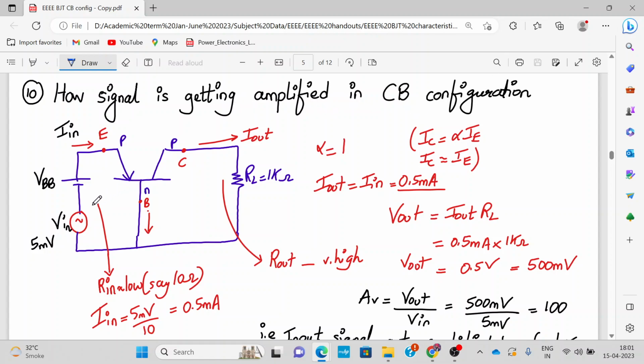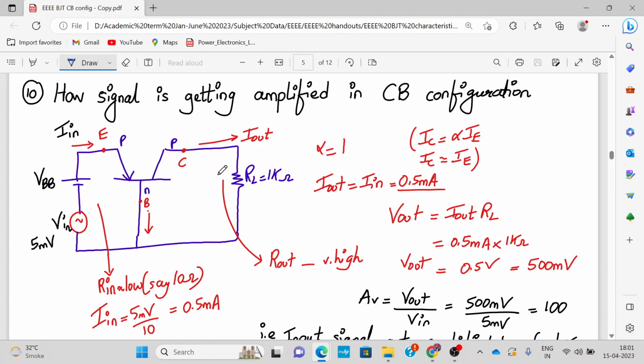So as we have just now witnessed, the input impedance of a common base configuration is quite low, say around 10 ohms. So what will be my input current? I know input voltage. So input current will be input voltage upon input resistance, that will be 5 millivolt upon 10, that will be 0.5 milliamperes.